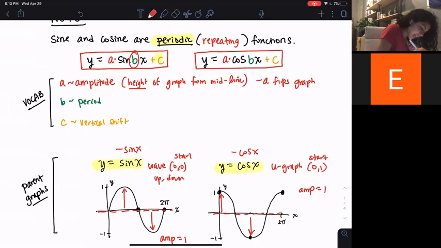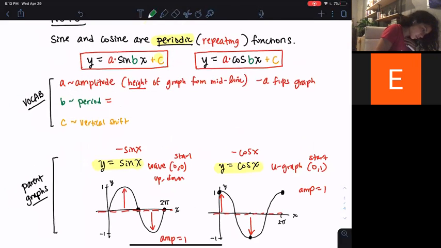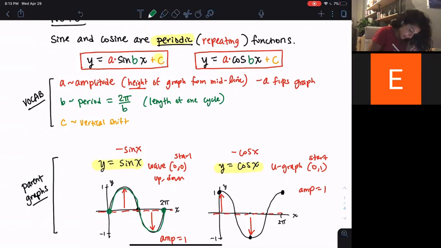Next, what's the number after sine but in front of the x, or after cosine but in front of the x? What does that do? Well, that b there affects the period of the graph. So the period of the graph is given by this equation. 2 pi over b gives us the period of the graph, or the length of one cycle. So it's how long it takes for this graph to end at its same starting point. And you can see that for both sine and cosine, the period, the length to repeat, is 2 pi.